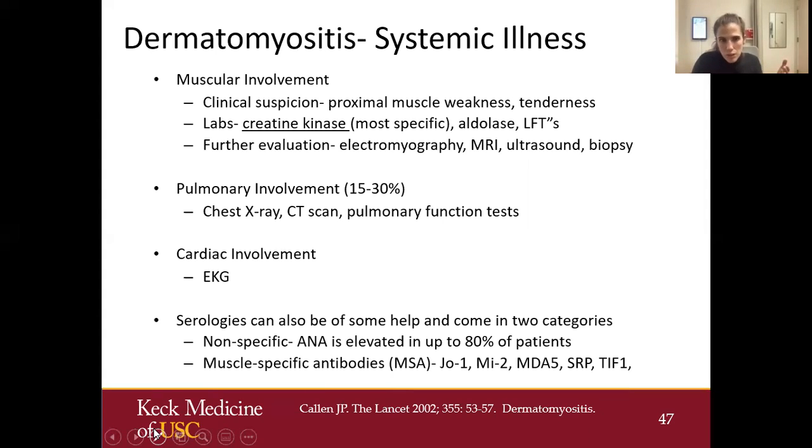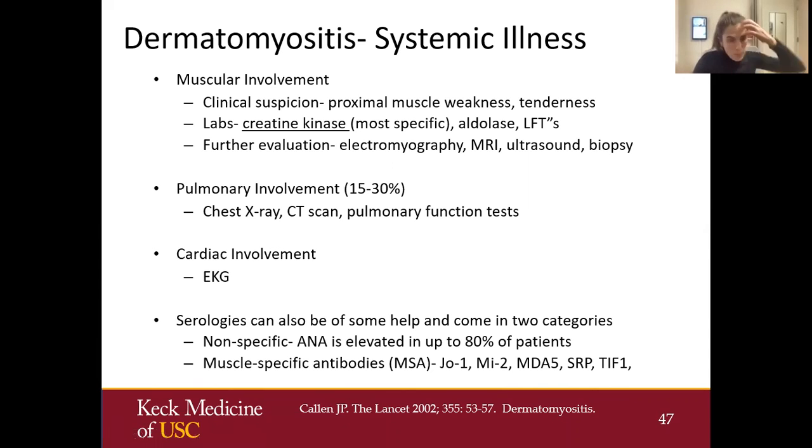You can use both clinical suspicion. So you ask them questions about proximal muscle weakness, see if they have tenderness to elicit this history. We also check labs. CK is the most specific, but we check things like aldolase and LFTs. If we have a clinical suspicion that's high, but those things have been normal, then the thing I see our rheumatologists jump to most often is ordering MRI of the muscles, but you can also order EMG, ultrasound, biopsy of the muscles as well.